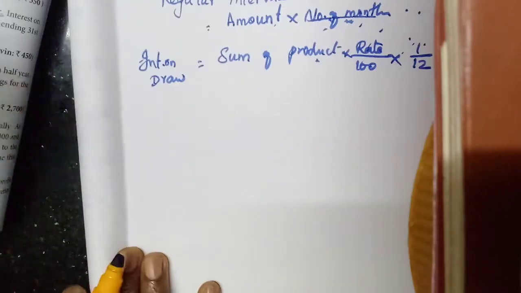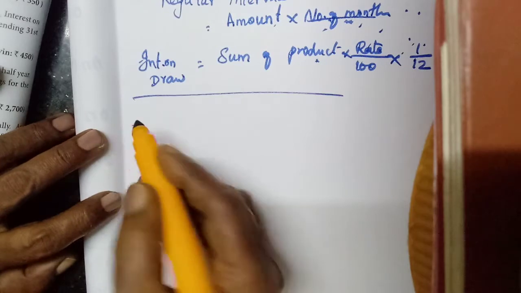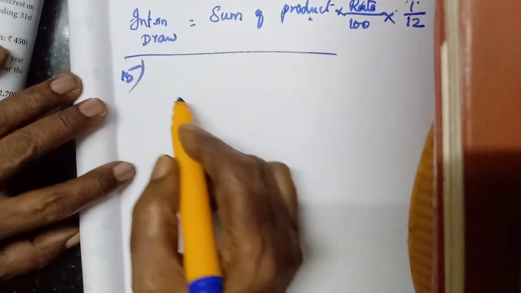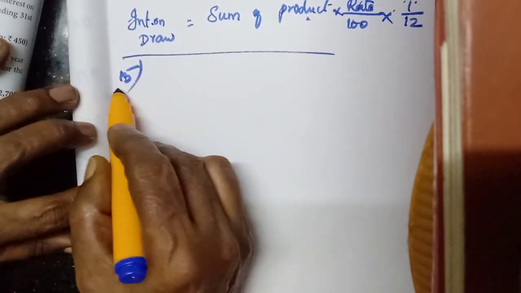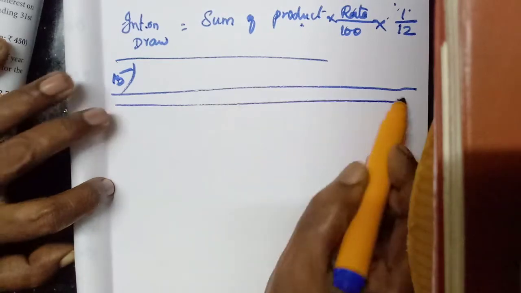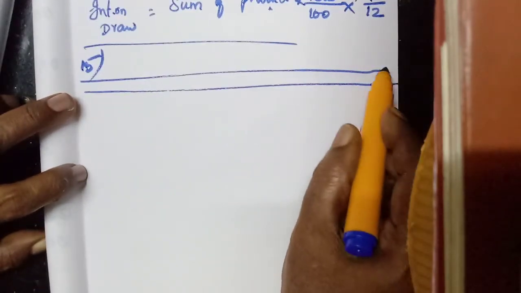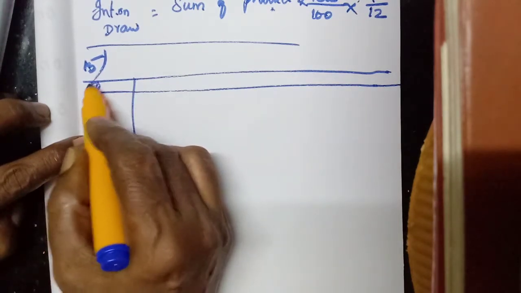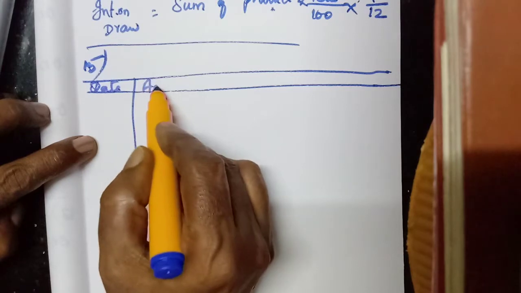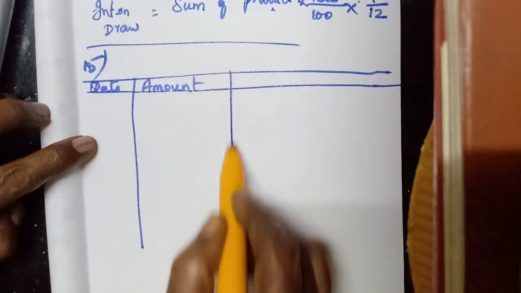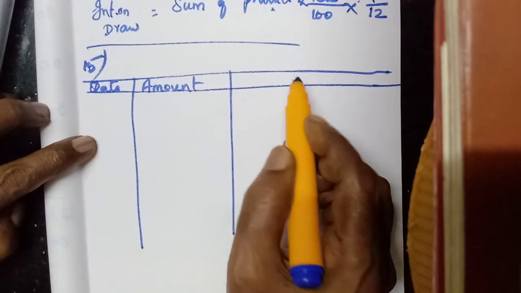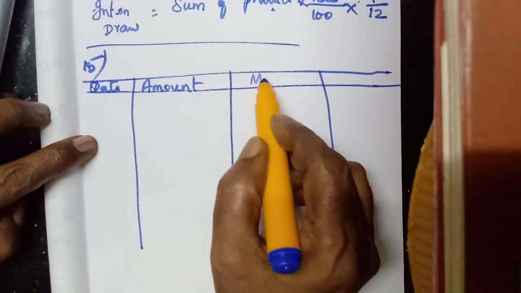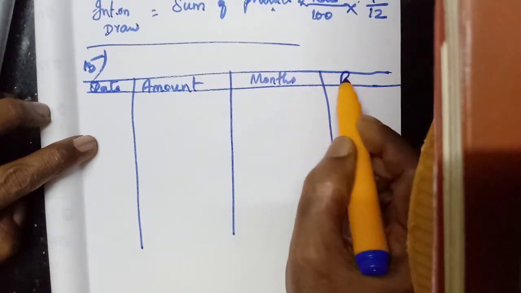Okay. So first you write the question number, 15. Now that table we have to prepare. First, date of withdrawal. Next one, amount of withdrawal. Then number of months. Product.